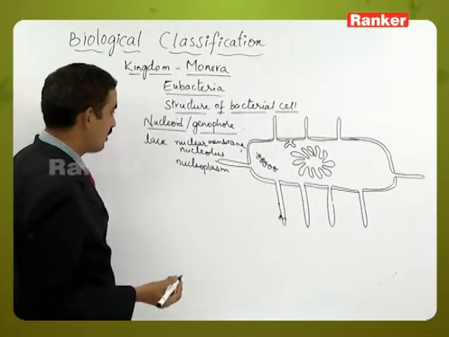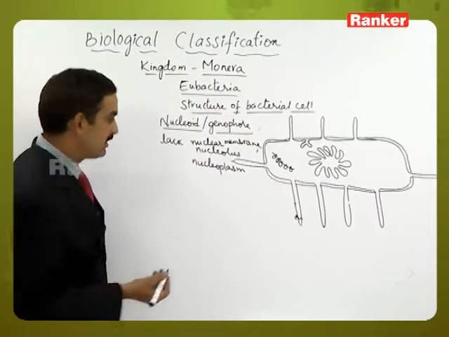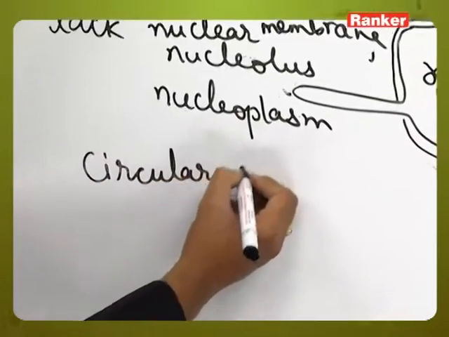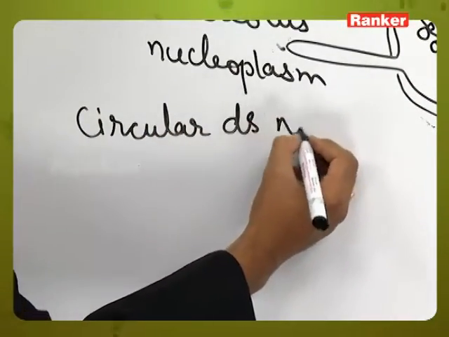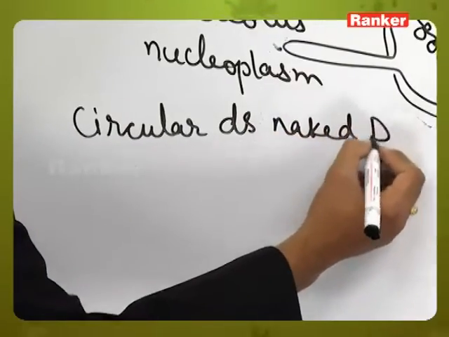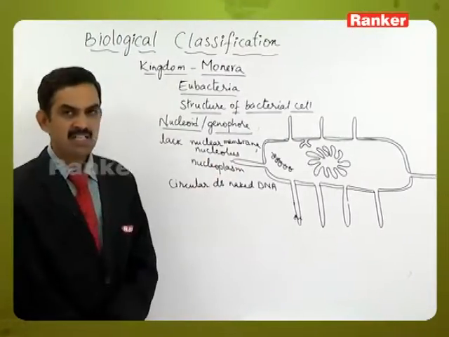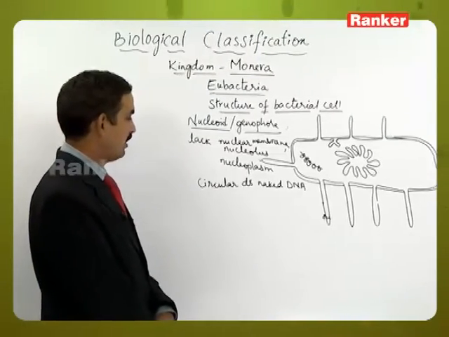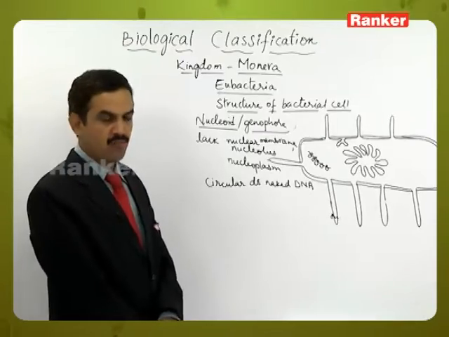It is better to say it is the genetic material. The genetic material is represented by circular, double-stranded (DS), naked DNA, which is freely present in the cytoplasm without any boundary. So this type of DNA or genetic material is called a nucleoid or the genophore.